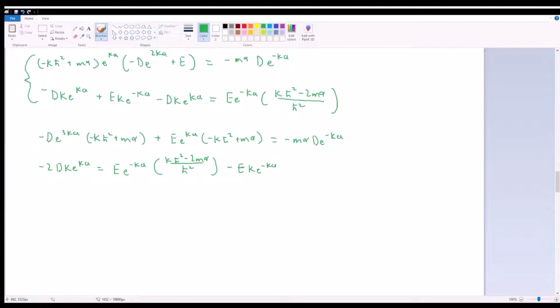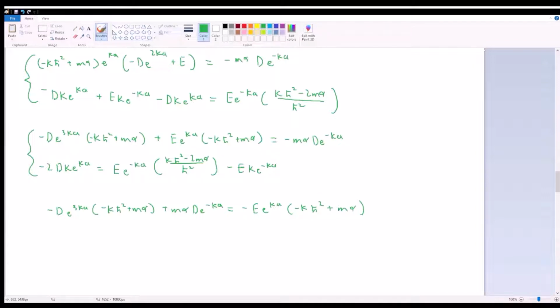What does that leave us with? If we simplify this even more, what we're going to get is negative D e^(3ka) times negative k h bar squared plus m alpha, plus m alpha D e^(-ka), is equal to negative E times e^(ka) times negative k h bar squared plus m alpha.